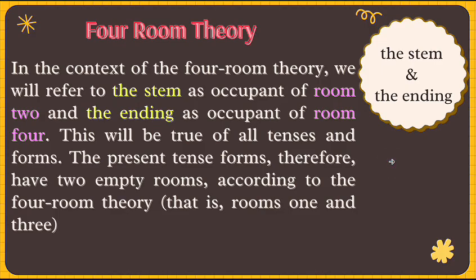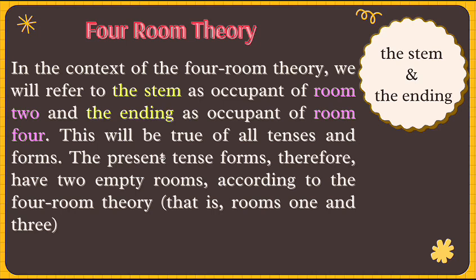Now, the four-room theory. In the context of this theory, we will refer to the stem as an occupant of room 2. We've said there will be 4 rooms: room 1, room 2, room 3, room 4. Each room will have its own occupant, but some rooms may not have an occupant depending on the form of the verb. So room 2 will be occupied by the stem, and the ending, the main part of a given verb, will be an occupant of room 4.